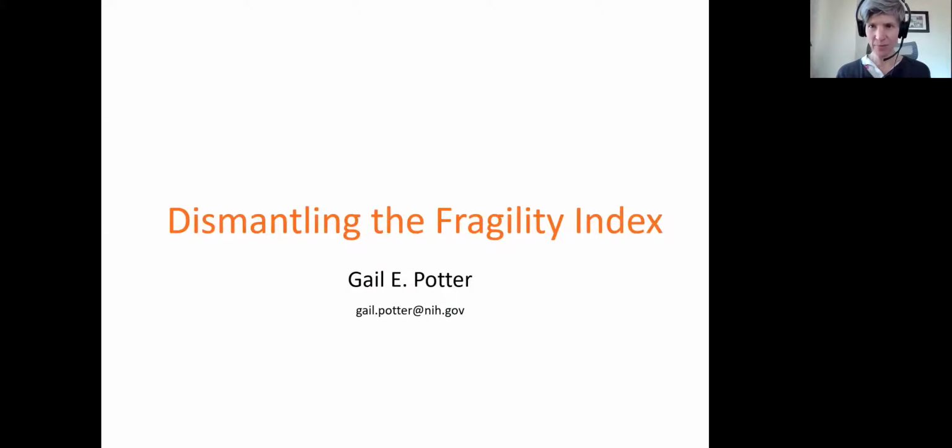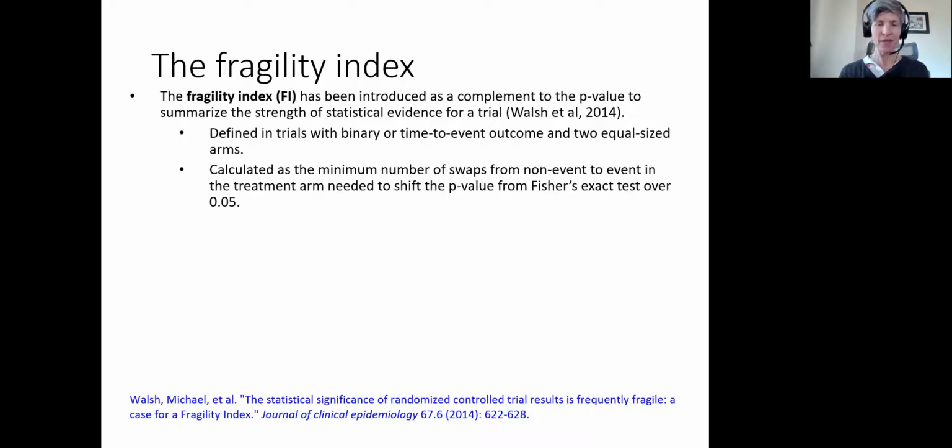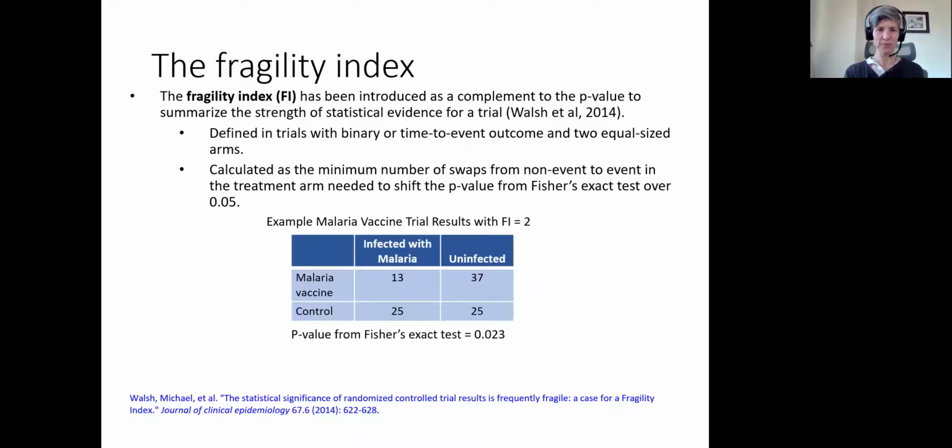This talk is about dismantling the fragility index. So the fragility index has been introduced as a complement to the p-value to summarize the strength of statistical evidence for a trial. It's defined in trials with binary or time to event outcome and two equal size arms, and it's calculated as the minimum number of swaps from non-event to event in the treatment arm needed to shift the p-value from Fisher's exact test over 0.05.